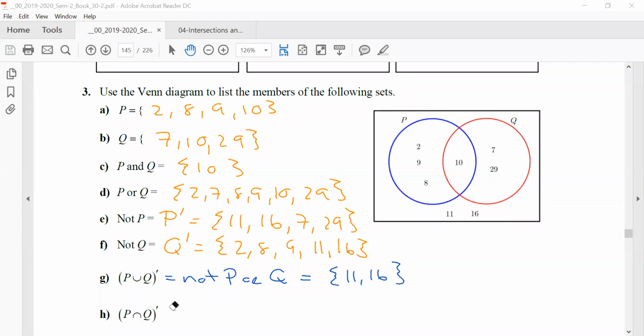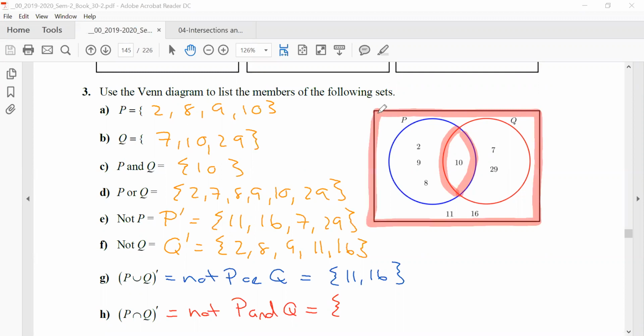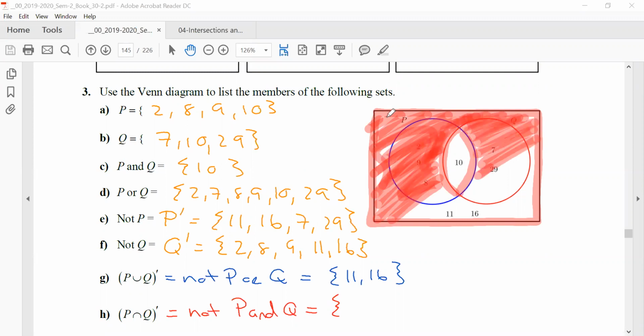Again, if you want to think about rewriting these things out, not P and Q. So I'm going to highlight P and Q right there. There's P and Q, just the number 10. So not P and Q is everything outside. The opposite, or what I don't want. I should probably say don't want.